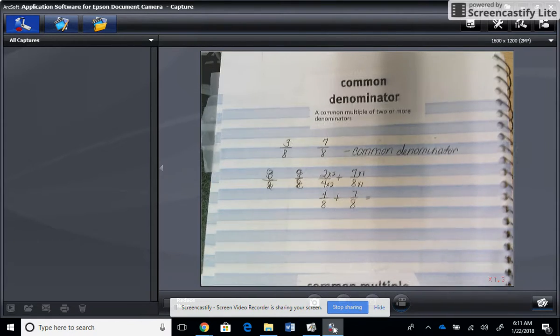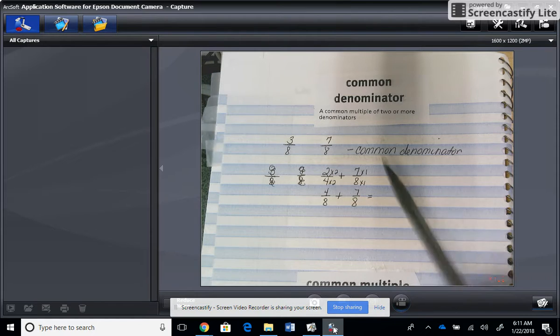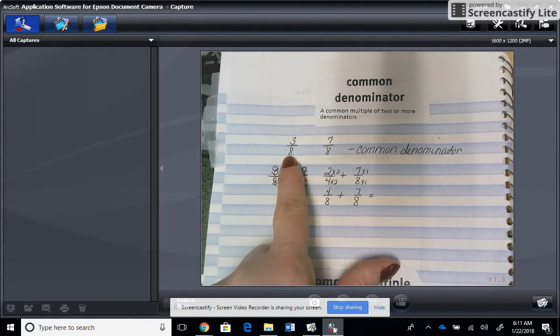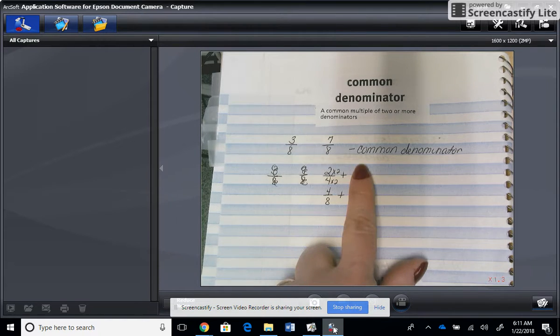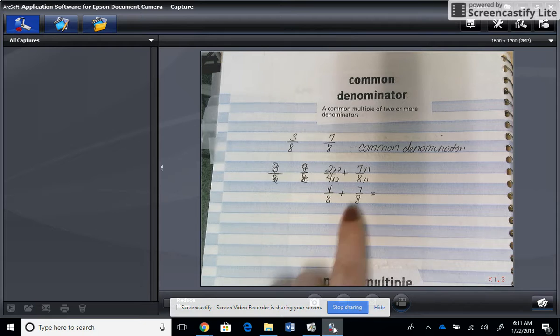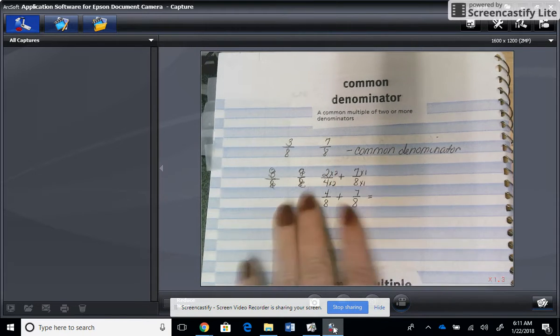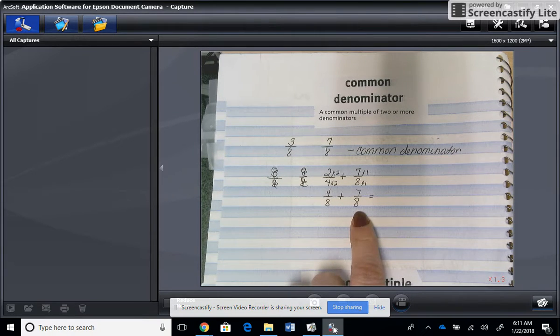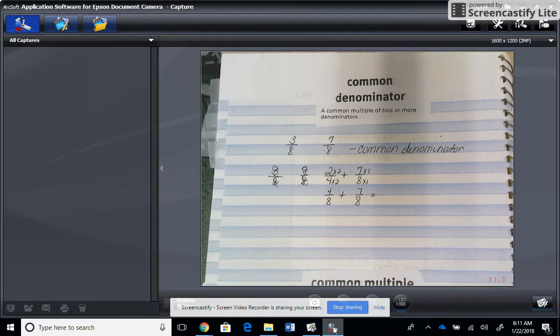Common denominator. A common denominator, multiples of two or more denominators, is when you have the same denominator at the bottom. How do we get the common denominator? That's what we're going to work on. Please do not write this example down. After you've done some of the videos, you'll have to come back and put your own video down on how to get a common denominator and how you want to write it.